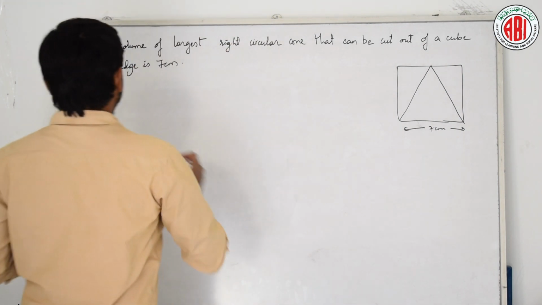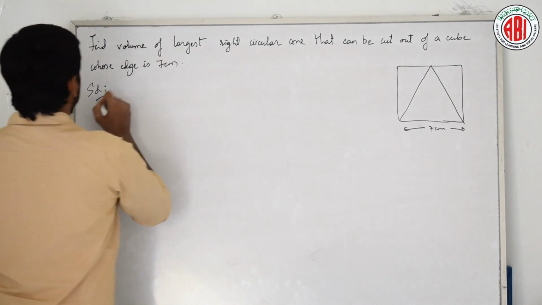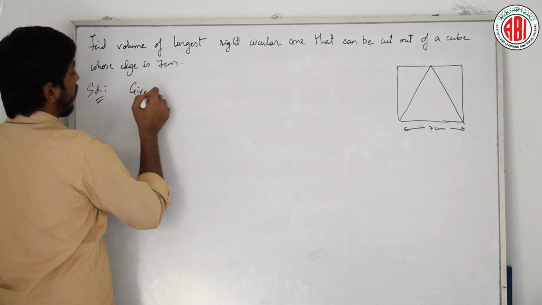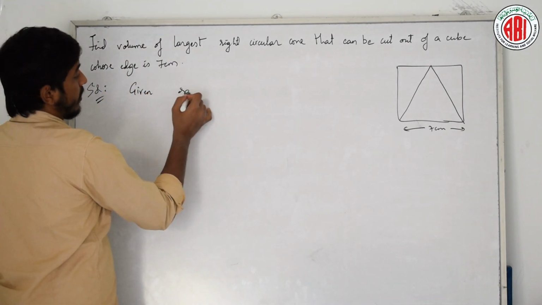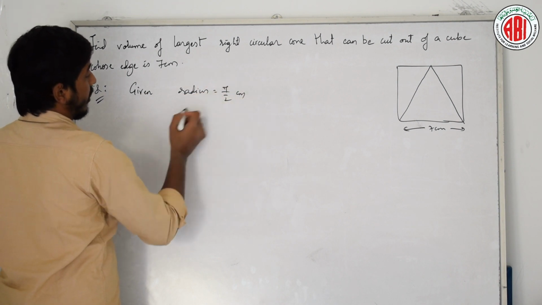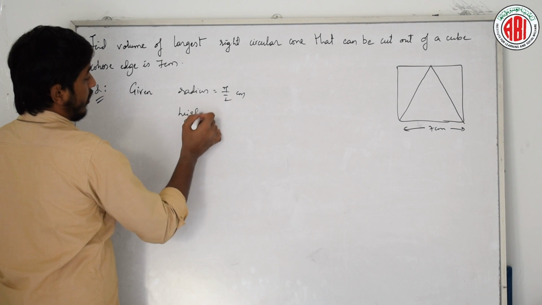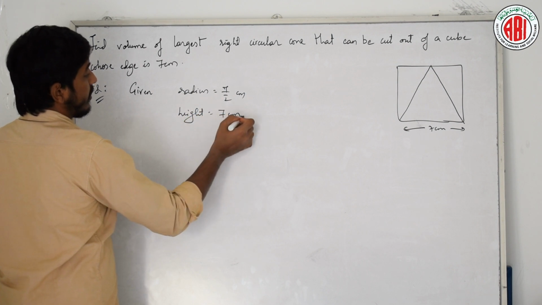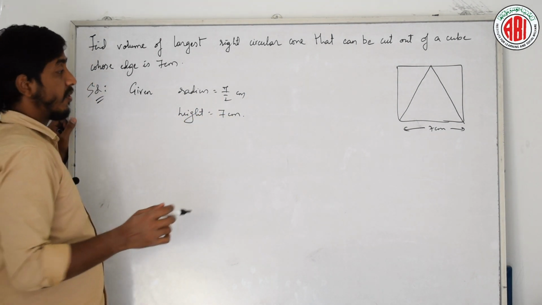See here, given: radius is 7 by 2 centimeter, height is 7 centimeter. Now tell me, what is the volume of a cube?